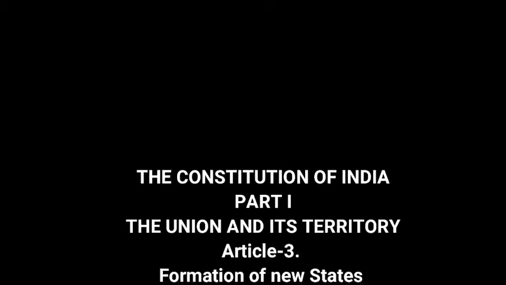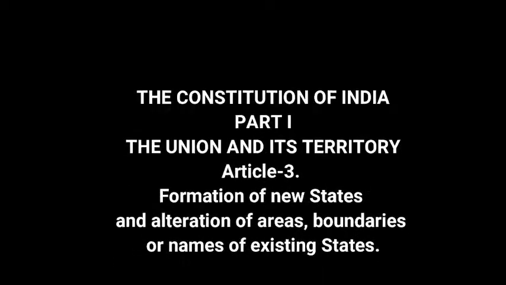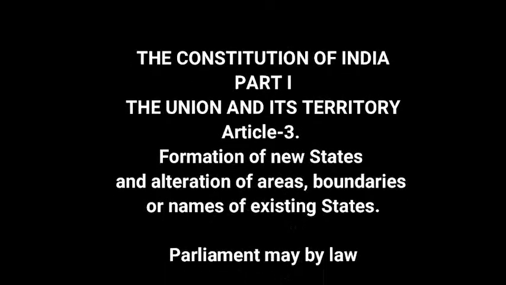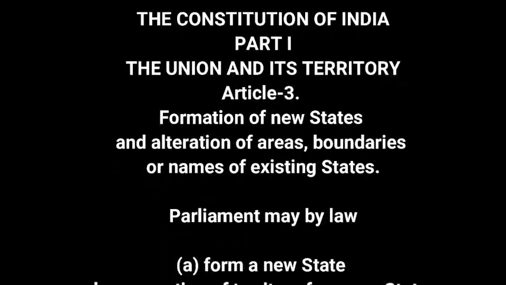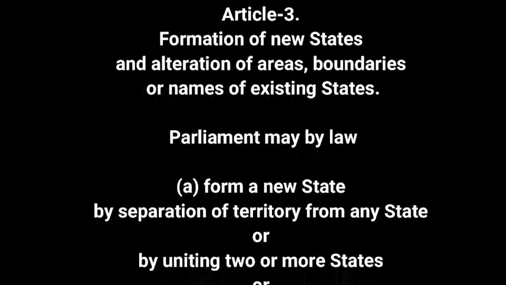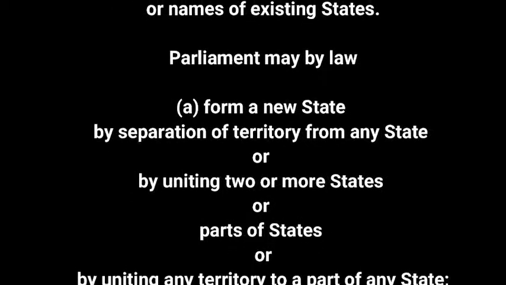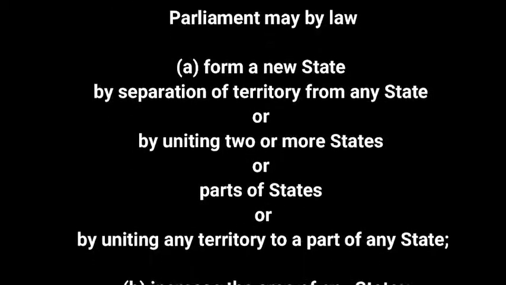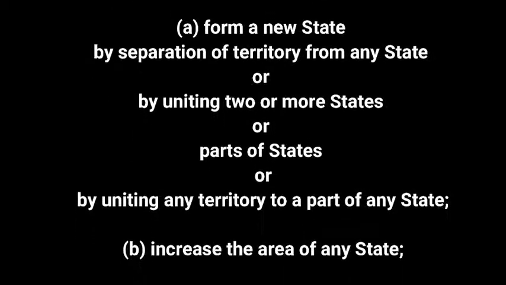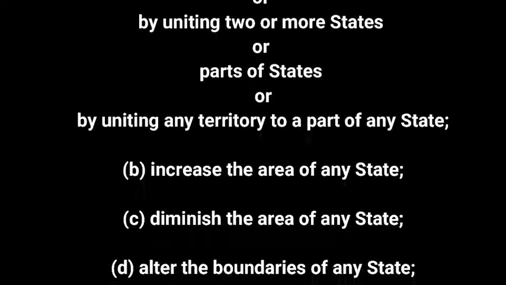Constitution of India. Part 1. The Union and its territory. Article 3. Formation of new states, and alteration of areas, boundaries, or names of existing states. Parliament may by law form a new state, by separation of territory from any state, or by uniting two or more states or parts of states, or by uniting any territory to a part of any state.